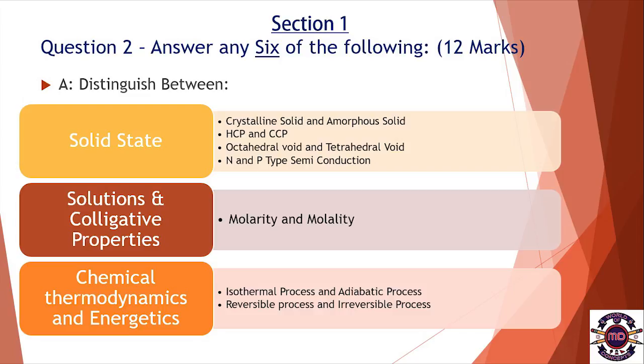Chapter number 2, solutions and colligative properties, there is only one difference between, that is molarity and molality. Chapter number 3, chemical thermodynamics and energetics, there are two differences between. One is isothermal process and adiabatic process. The second is reversible process and irreversible process.